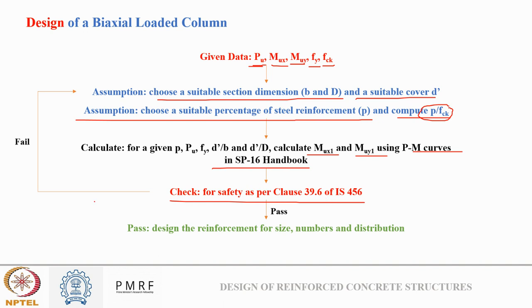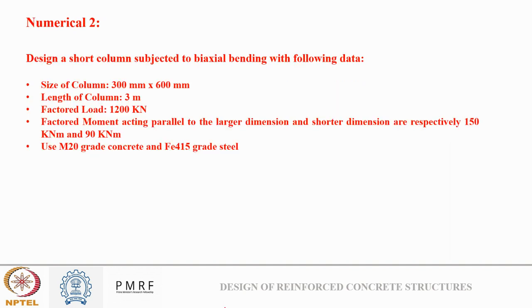If that value is less than or equal to 1, I can say it is passed. If that value is not less than or equal to 1, then we need to again assume some dimension and percentage of steel and again do the calculation. If it is passed, then we can design the reinforcement. So we know the percentage of steel p and we know the dimension D, which we assumed initially. Knowing both, we can design the reinforcement for size, number and distribution. It will look a little confusing, but when we solve the numerical, it will be very clear to everyone. So let's see one numerical on this. Just remember this flow.